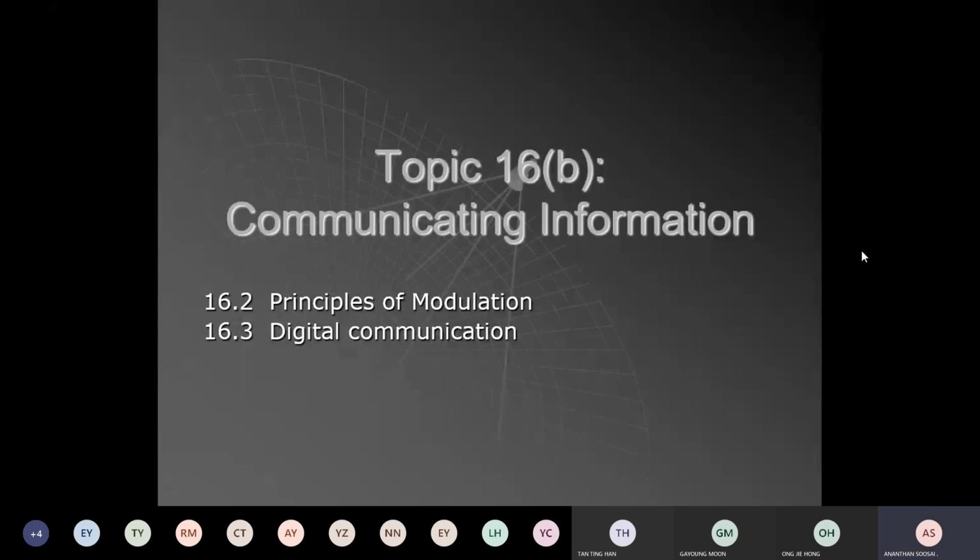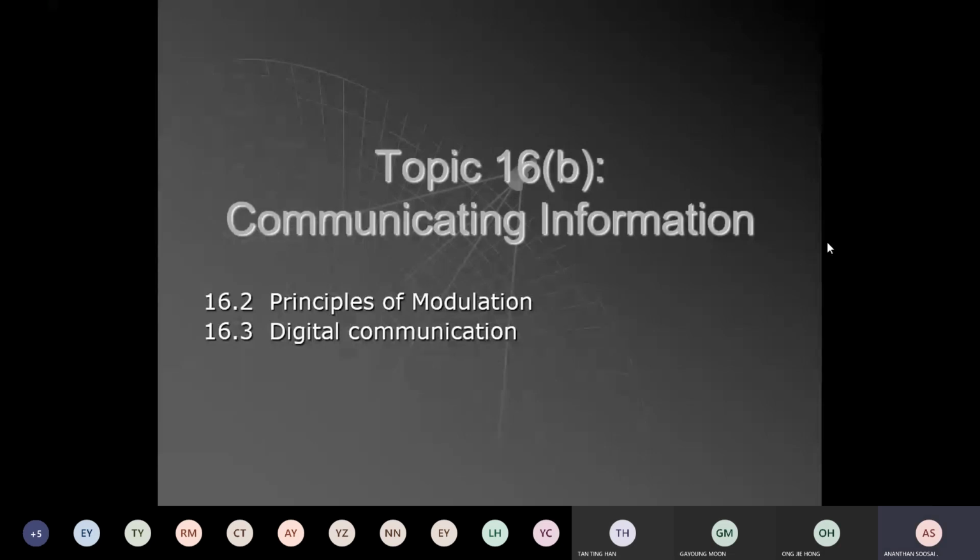Therefore, the aerial is going to be conveniently small, and it has a big bandwidth. A big bandwidth means it can carry lots of information. Lots of information means it can carry HD videos, 4K videos. Microwave makes this possible.